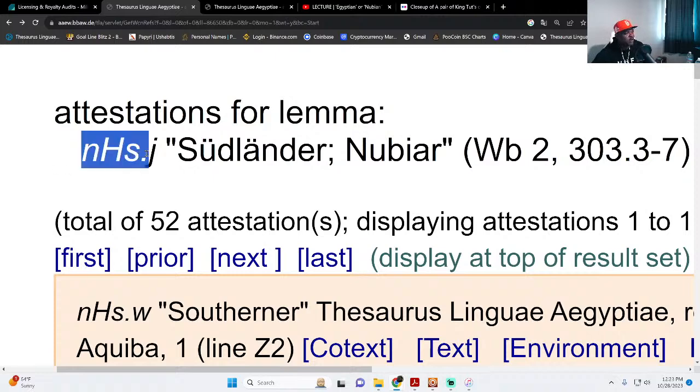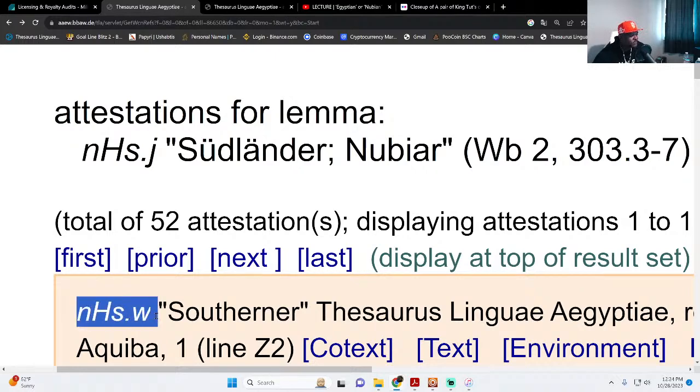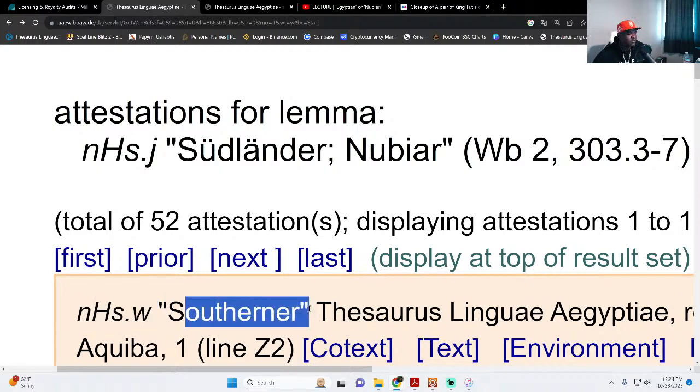And so if we have the root Nehes and we put an I at the end, which you see a J here, but it represents an I through transliteration, and a reed leaf, ultimately, it's forming a nisba out of the term Nehes to make Nehesi, one of Nehes. Now we go down, it says that Nehesu is more than one. However you want to call it, it would be Southerners.